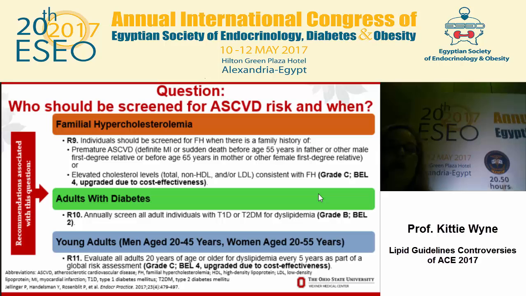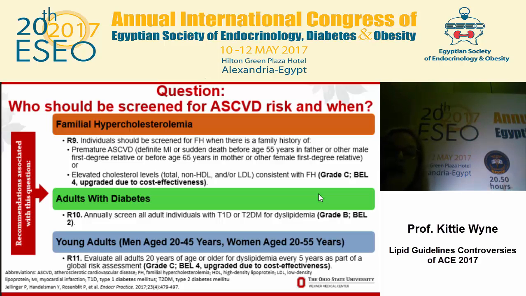Anybody with familial hypercholesterolemia or a suspicion should be screened and should be screened aggressively. And you should think of this anytime there's premature vascular disease, which means a definite MI or sudden death before age 55 in men, 65 in women. This is a change in recent years. Premature used to be younger, but it's now 55 in men and 65 in women, and that's consistent across all the guidelines. Also, if you have elevated cholesterol levels consistent with FH. Anybody with diabetes should be screened annually.